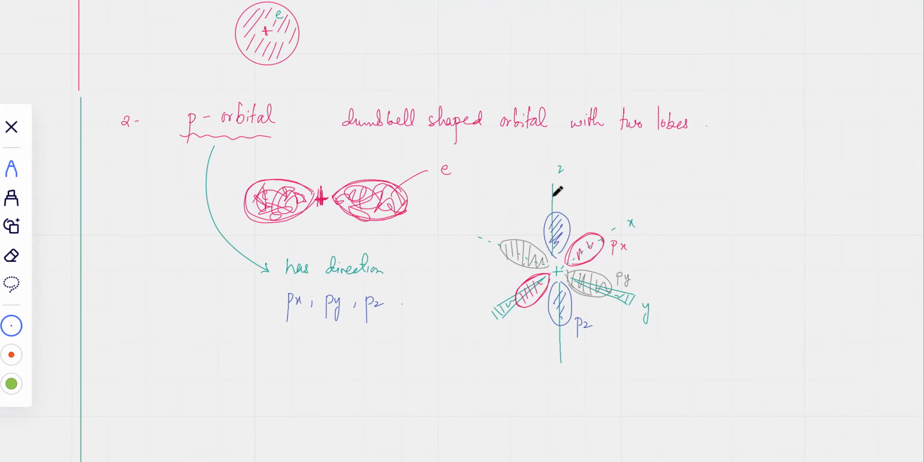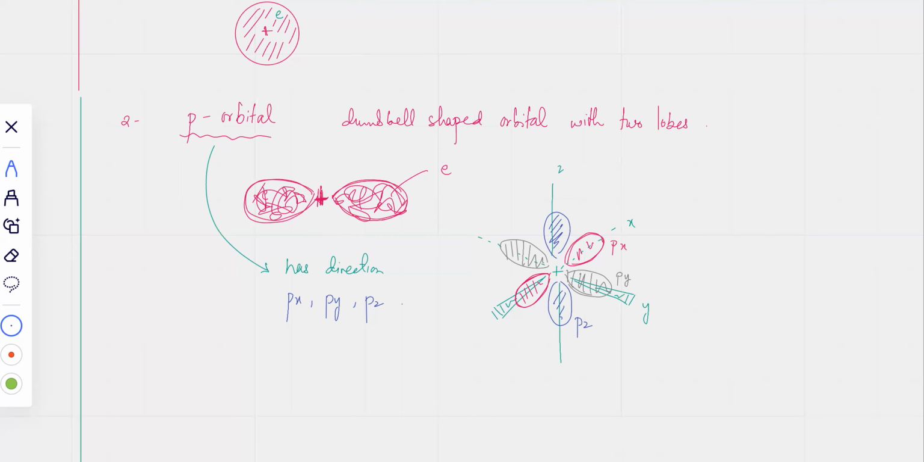Then you have the electron that could exist in the z orbital. The electron could be buzzing somewhere in this area, occupying these spaces. That is known as a pz orbital. And you've got an electron that could be buzzing in these spaces over here. That is known as a py orbital. So remember, p orbitals have directions, and you've got px, py, and pz orbitals. Together, this thing is referred to as a subshell.